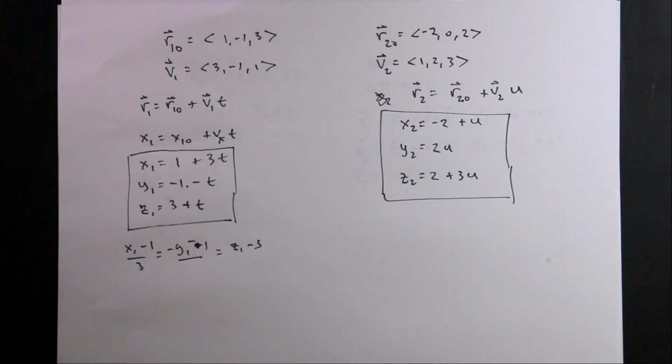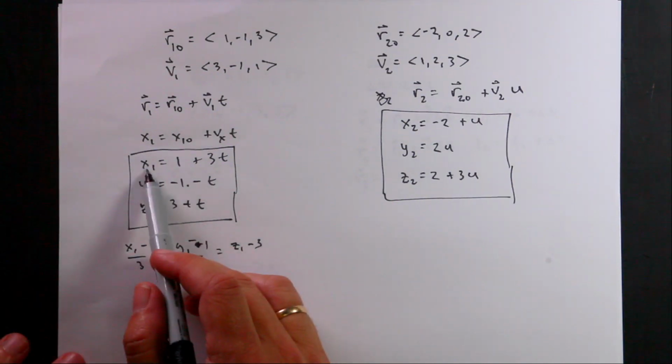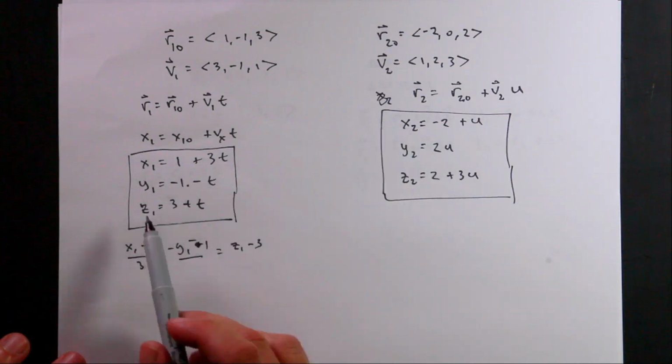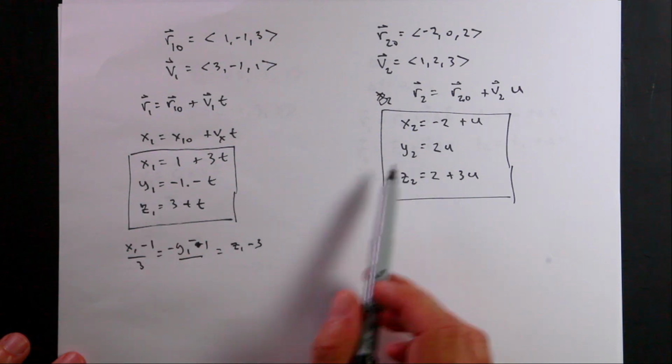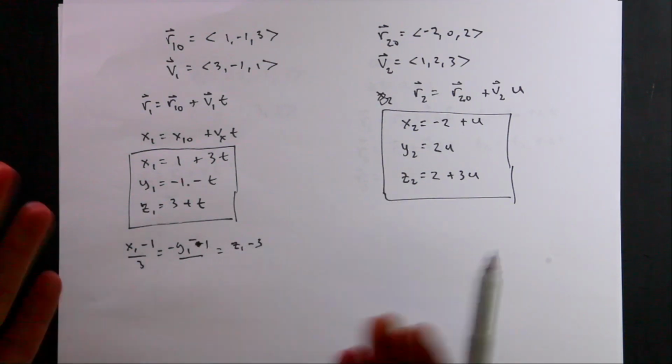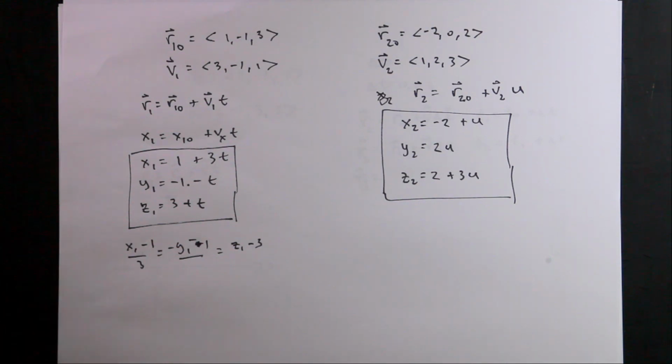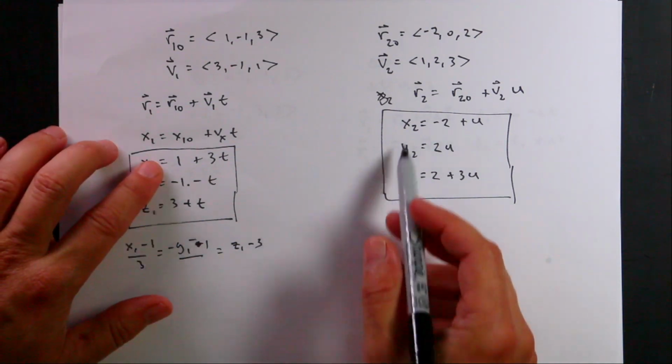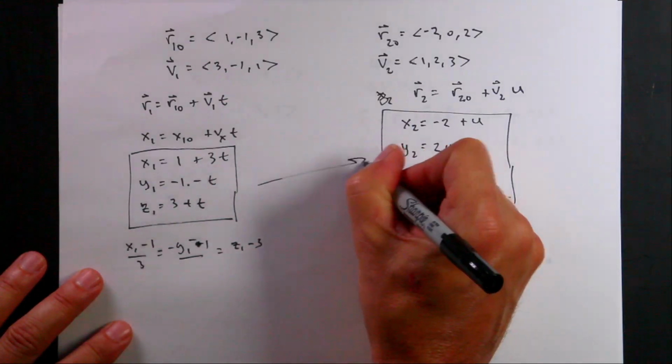Now, do these lines intersect? If they intersect, then this x has to be equal to that x. At the same time, this y is equal to that y. At the same time, this z is equal to that z. They have the same point in space. They don't have to have the same t and u, but they have to have the same x, y, and z. So that means I get the following three equations by just matching these two together.